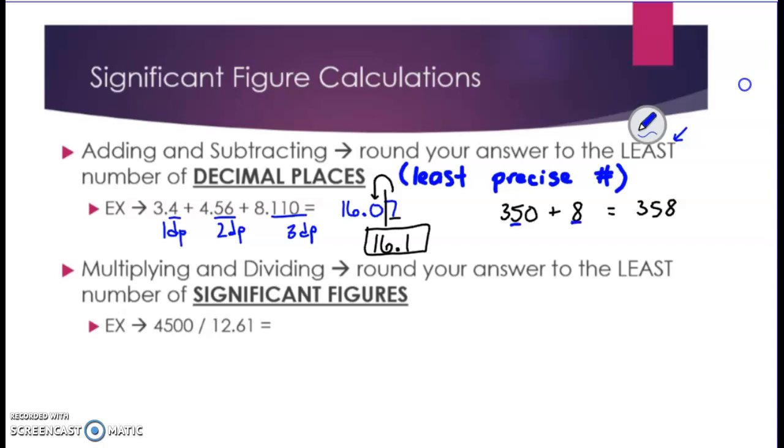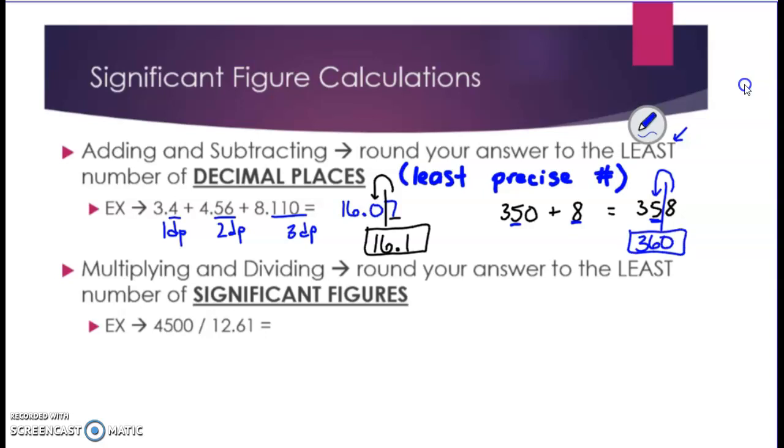So the 5 is in the tens place, and it's my least precise number. And then the 8 is in the ones. When I round, I have to round to the tens. So I come over here to my 5, I put a marker, and then this 8 is going to round my 5 up, so I get 360.